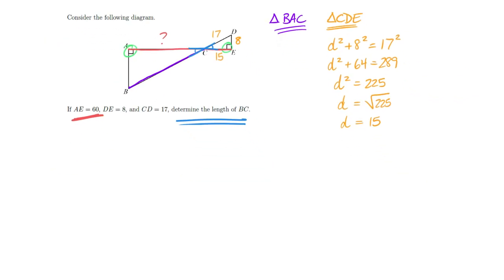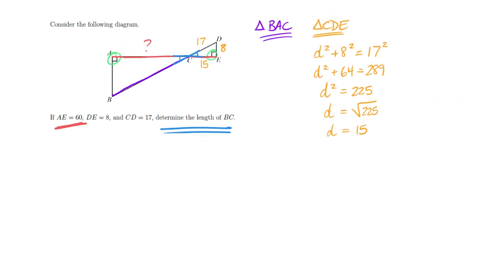So I'm going to make a little note down here to say that I know that triangle BAC is similar to triangle CDE. And what do I know then if they're similar? That their sides are proportional. So whatever I do to change one side from one triangle to the other triangle, I have to do the same thing on all the corresponding sides to keep its shape.